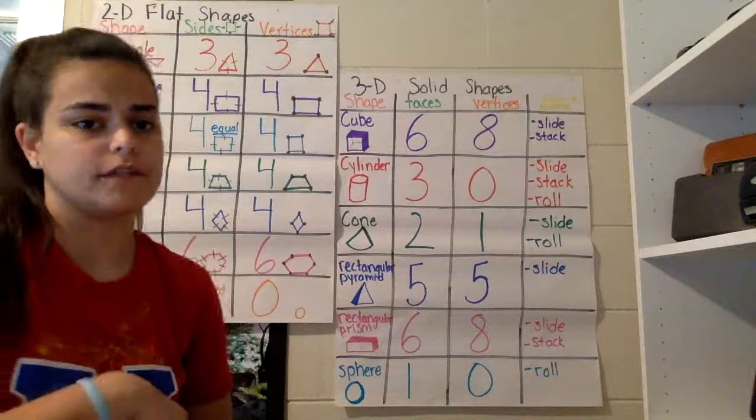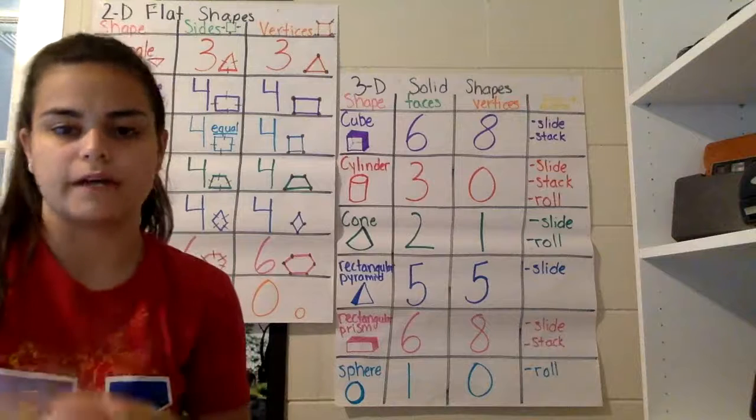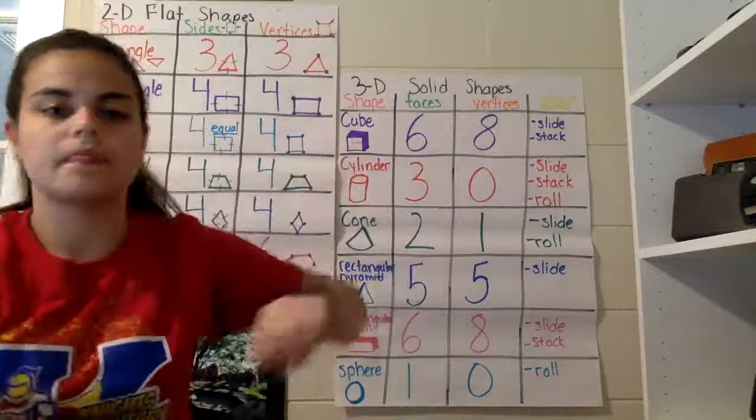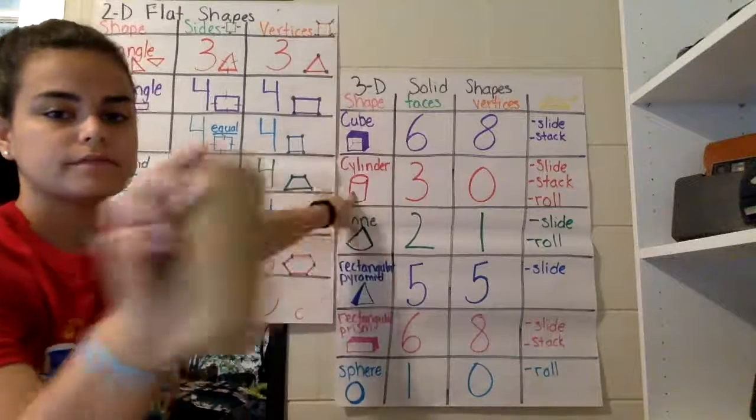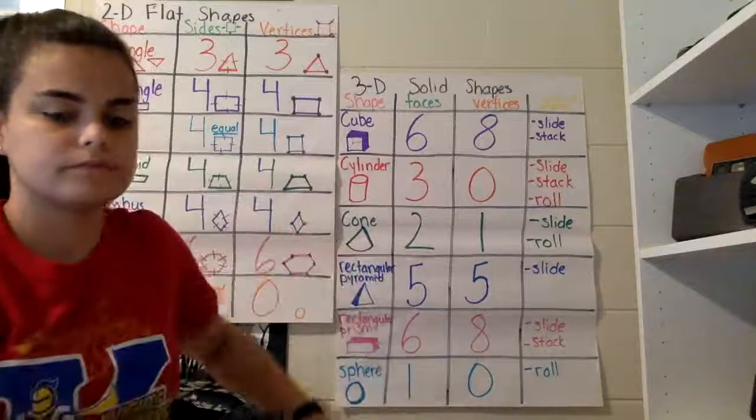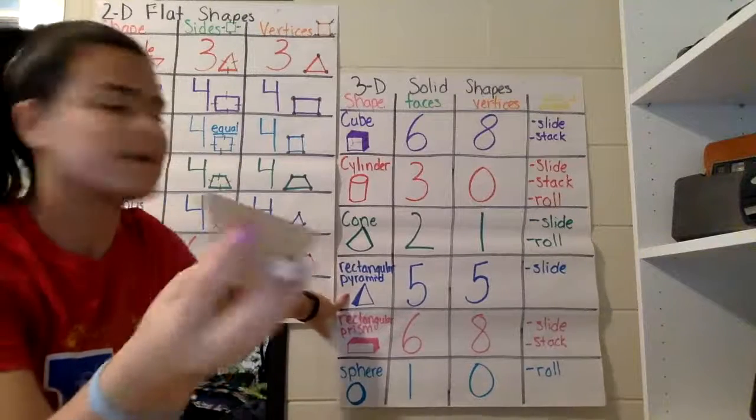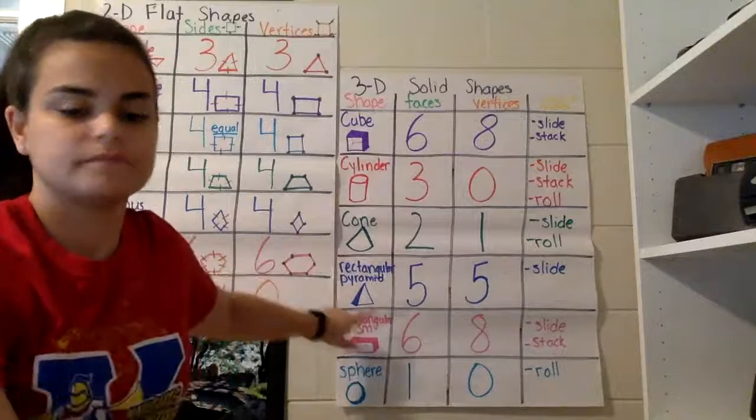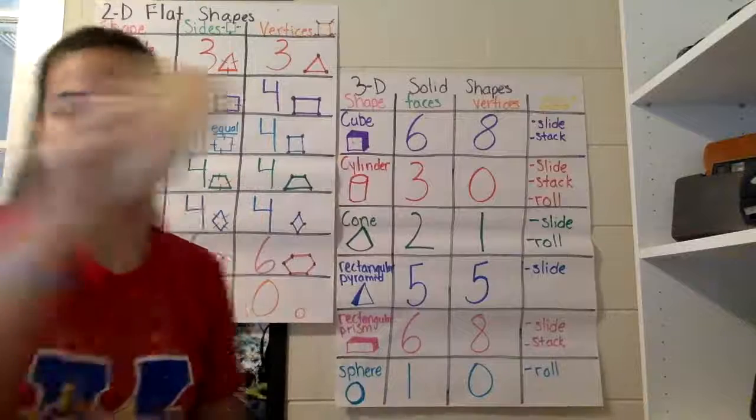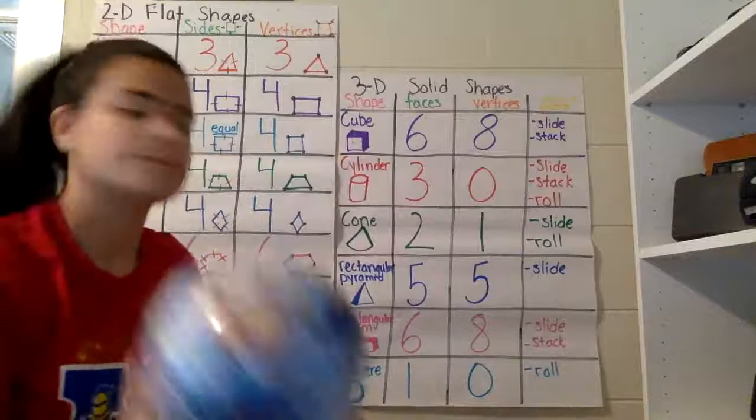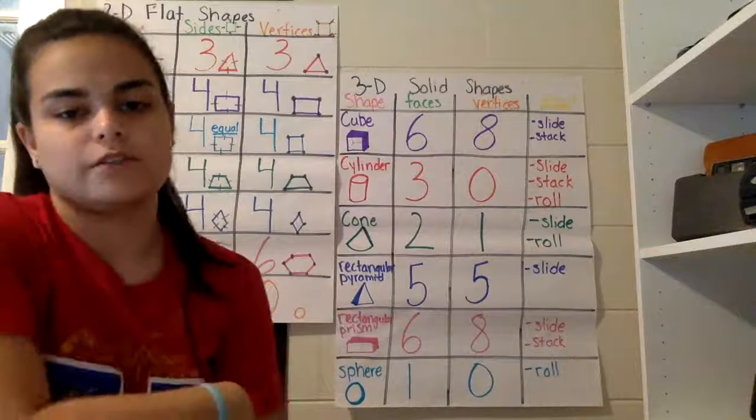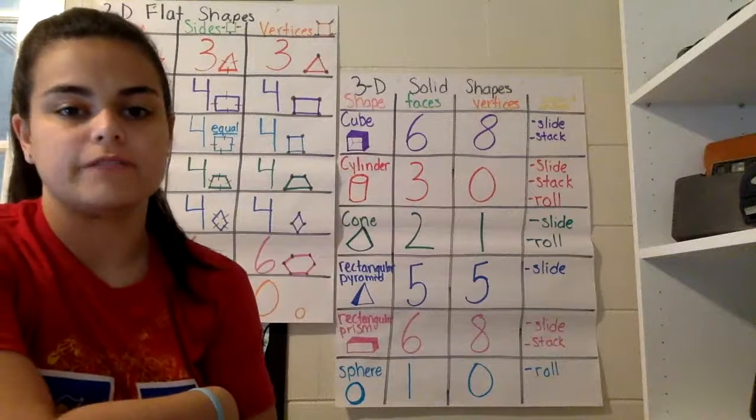So let's go over just the names of our shapes again. We've got our cube, cylinder, cone, rectangular pyramid, rectangular prism, and our sphere.